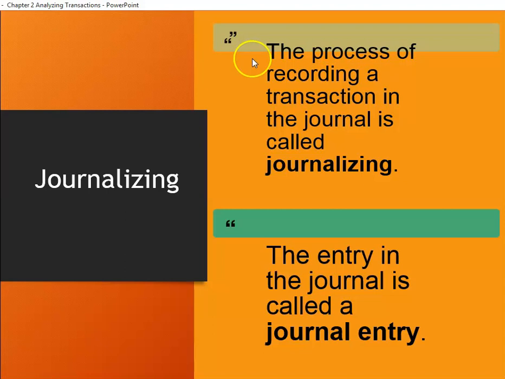It says further, the process of recording a transaction is called journalizing, and the entry that we're making when we do this is simply called a journal entry. This is just a little bit of vocabulary for you. Nothing too difficult, hopefully.